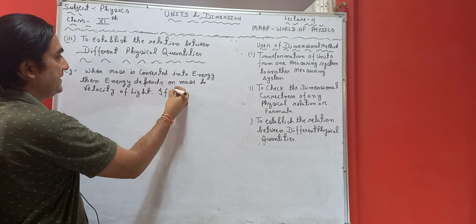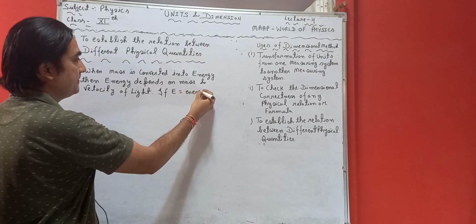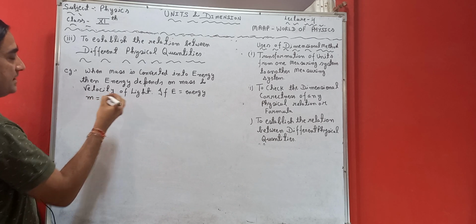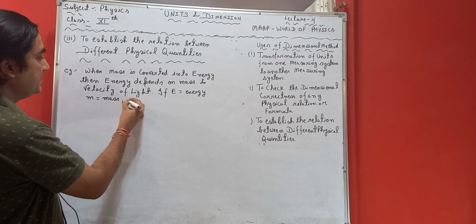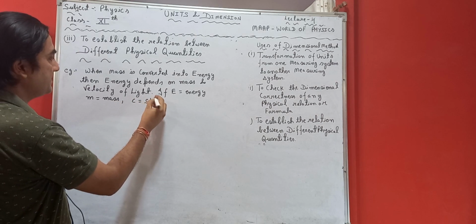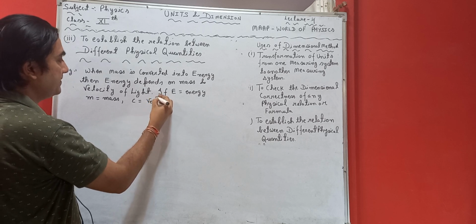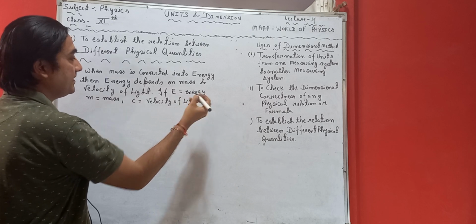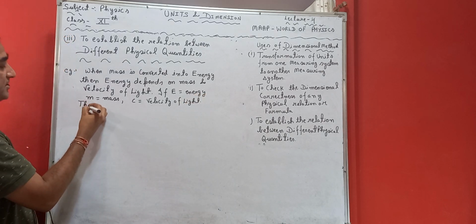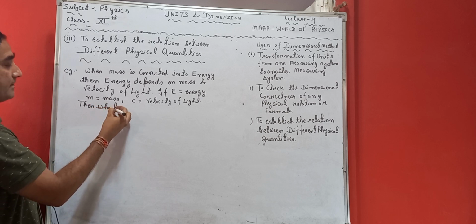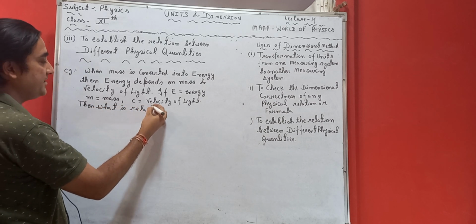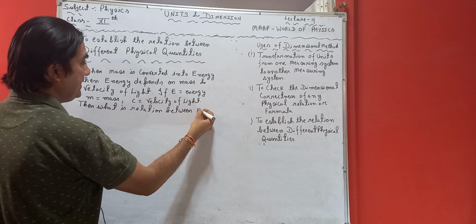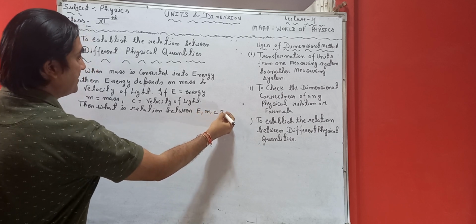If E is equal to energy, M is equal to mass, and C is equal to speed or velocity of light, then what is the relation between E, M and C?